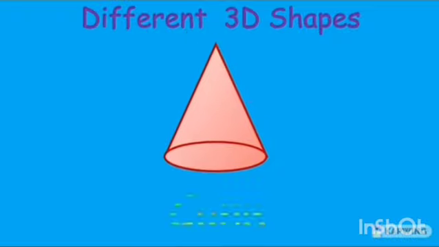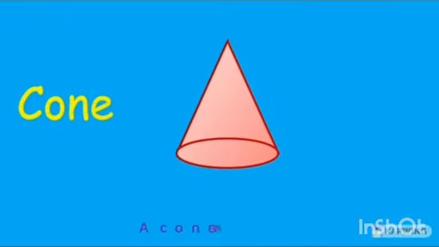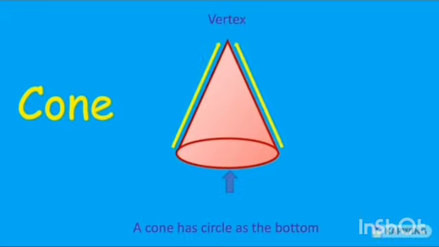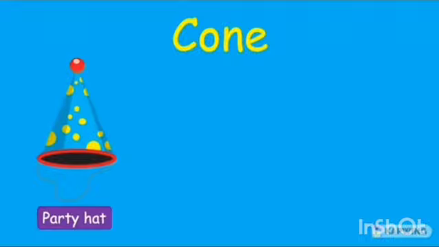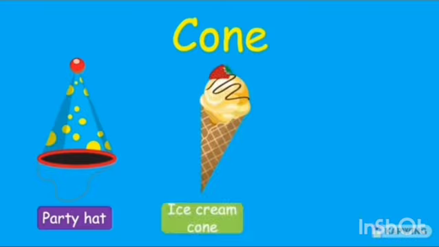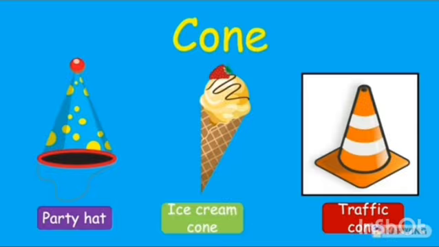Our next shape is a cone. A cone has a circle as the bottom and it all goes up to one point called a vertex. Children, here are a few examples for a cone. A party hat, as you can see, has a circle in the bottom and it all comes up to a point called a vertex. And the best example is an ice cream cone, which we all love to eat. And a traffic cone is also a good example for a 3D cone shape.